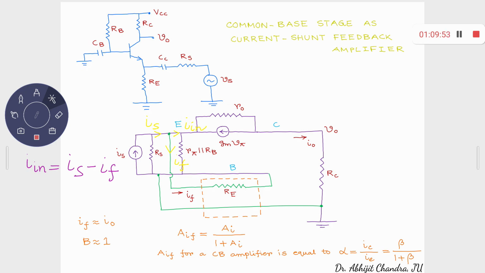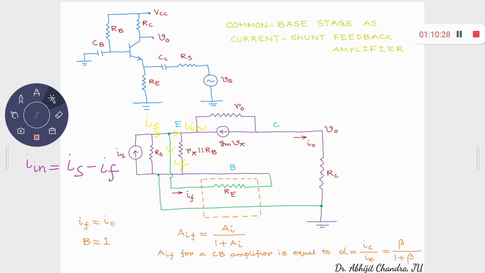So we have developed this current shunt amplifier and the voltage series feedback amplifier using the common base and the common collector stage respectively. Single stage common base, single stage common collector. Apart from that, you can also have multi-stage common emitter amplifiers to develop all such 4 types of feedback. For current shunt and voltage series, you require 2 stages, and for voltage shunt and current series, you require only 1 stage of common emitter amplifier.